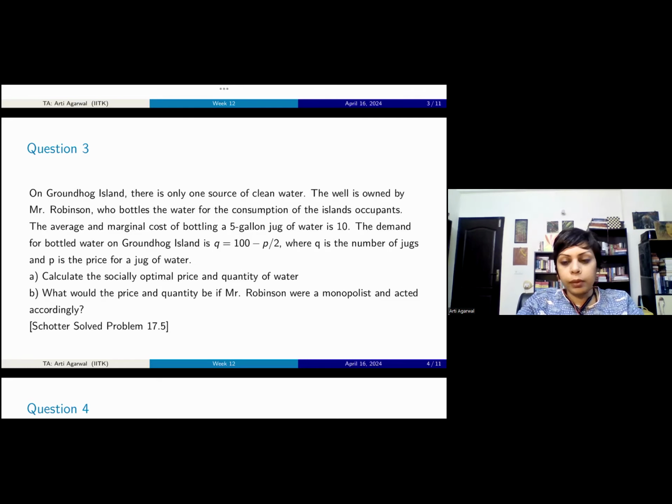And this is the simpler question which I found. I think this is a solved problem in that same book by Andrew Scottel. So this time, hopefully, we won't have a problem. I'll give you a few minutes to solve it, and then we'll solve it together.